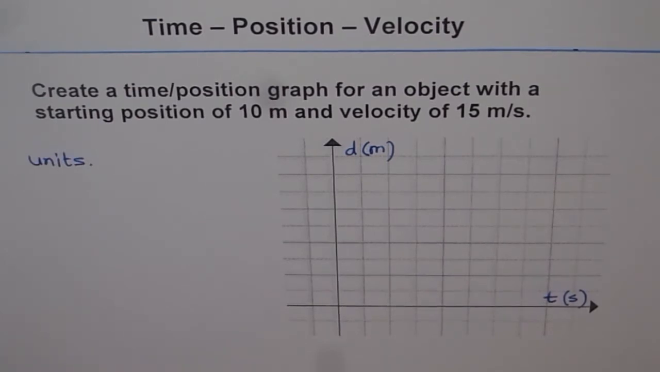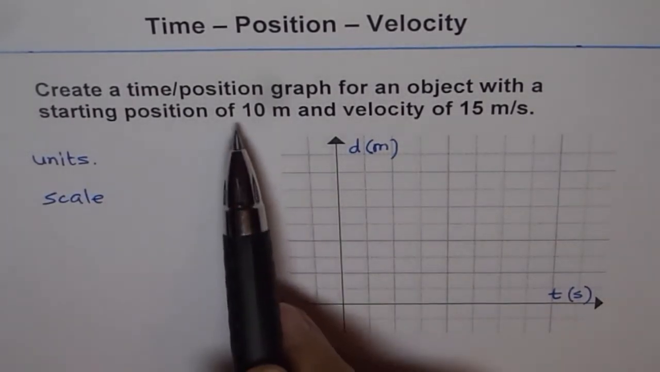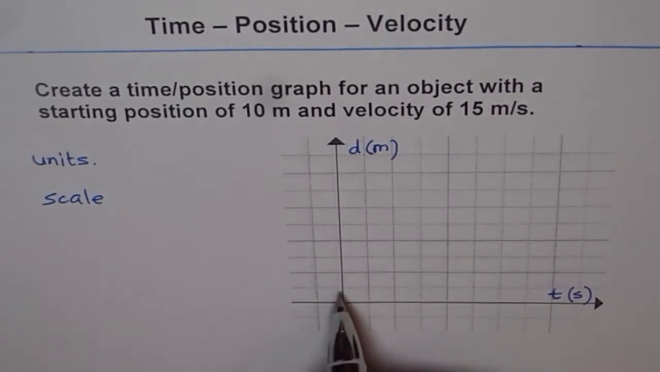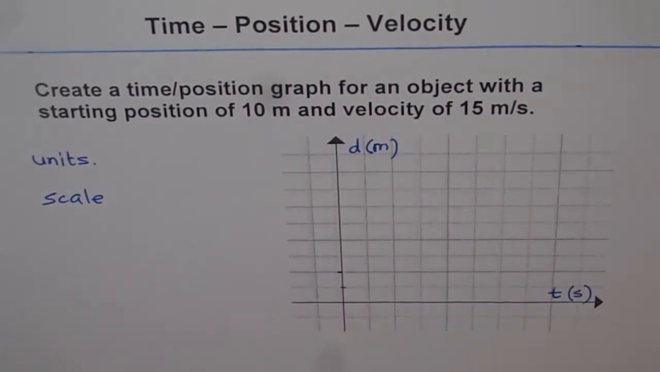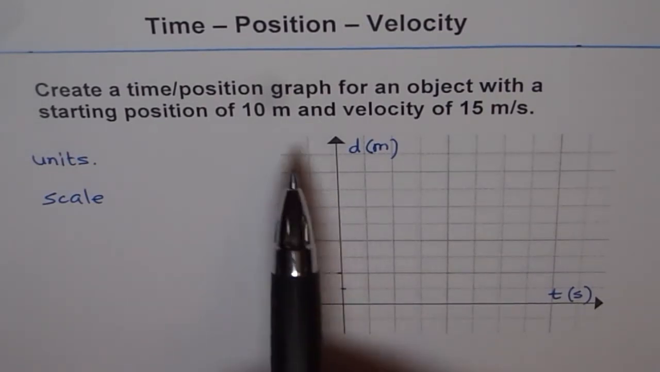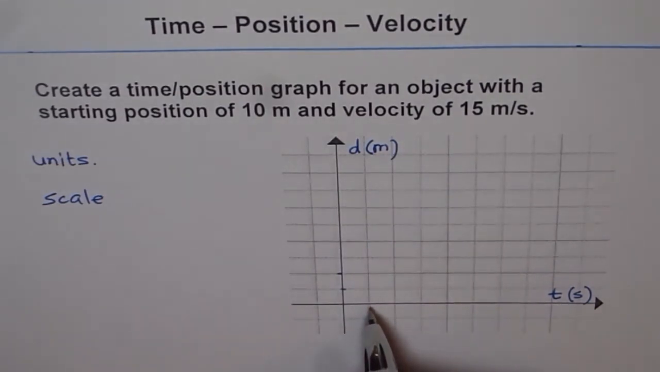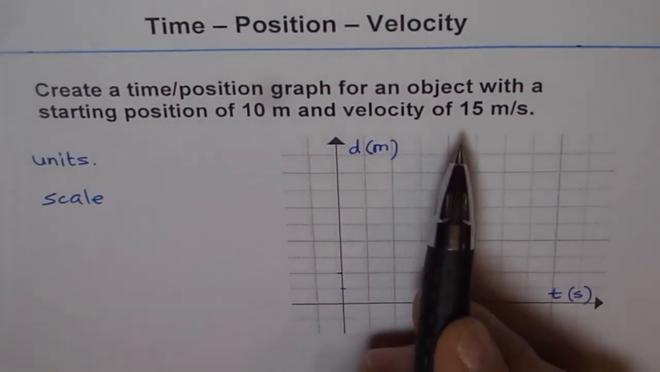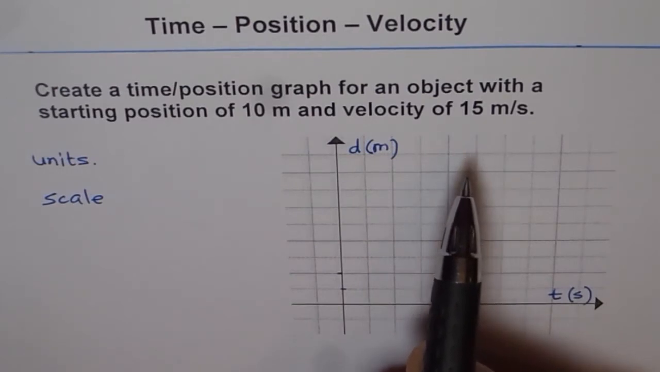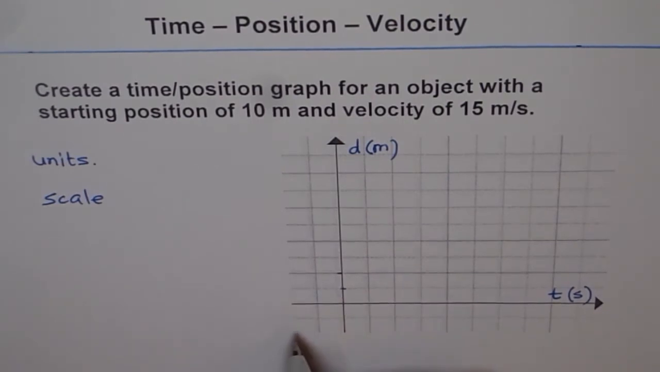Now we should look into the scale of our graph. Starting position is 10 meters. That means each unit should be at least 10. It could be 5 also, and in that case, two units will be 10. Now, the second part is velocity is 15 meters per second. That means every second the object is going to move 15 meters. So we have to add 15 to 10, and we get 25. Therefore, it's a good idea to take 5 as our basic unit.